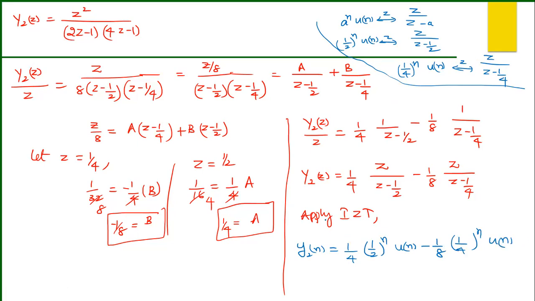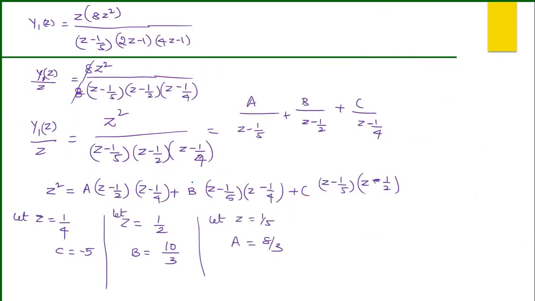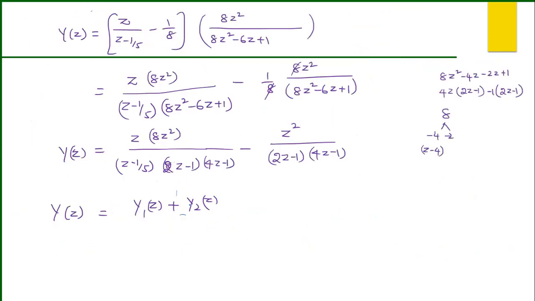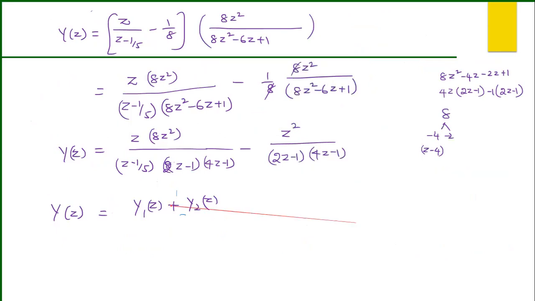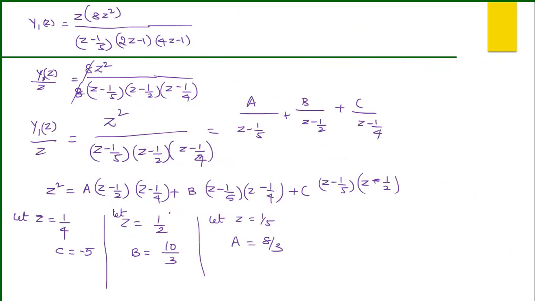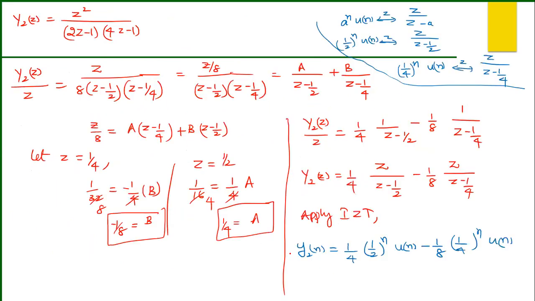Now carefully you understand. This is y1 of z minus y2 of z. This is minus, then only this is minus. This is y1, this is y2, minus is there. So now apply inverse z transform. y of n is equal to y1 of n minus y2 of n. Here don't forget this minus. Carefully you need to write. So now what is y1 of n and what is y2 of n?